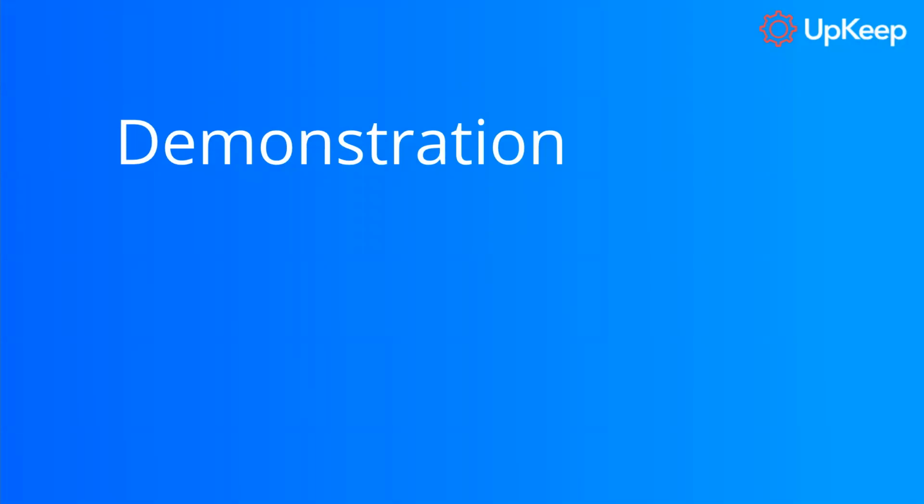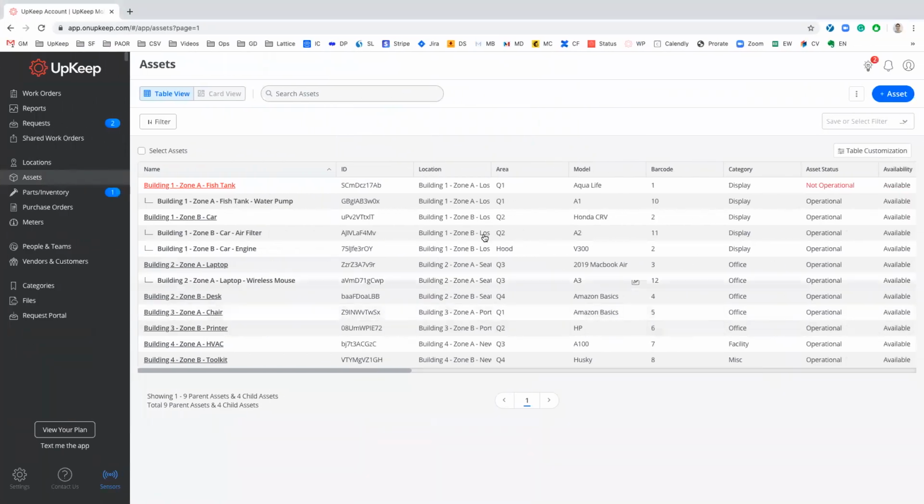All right, so I'm going to give you a quick demonstration of how this works. Now, if you go into your Assets tab right there, from here, you can see a list view of all your assets. You're going to have something called your parent and your child assets. Parent means it's the main asset, and child assets are components to the main one. And parent assets are going to be underlined, and child assets are going to be not underlined, and it's going to look indented right here.